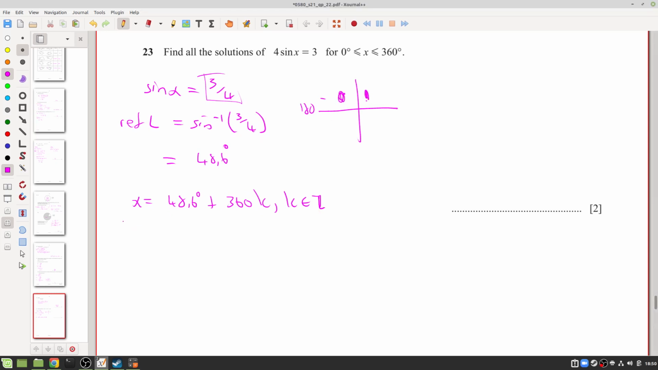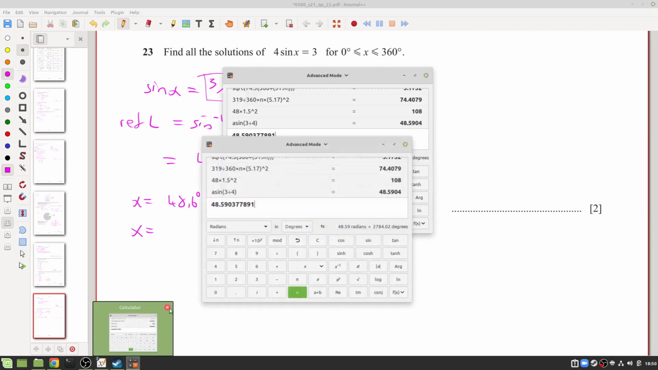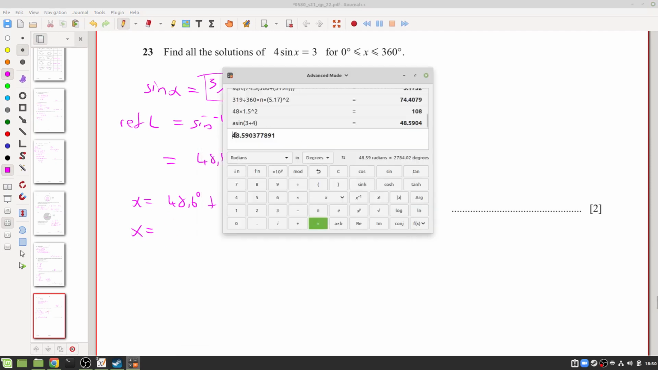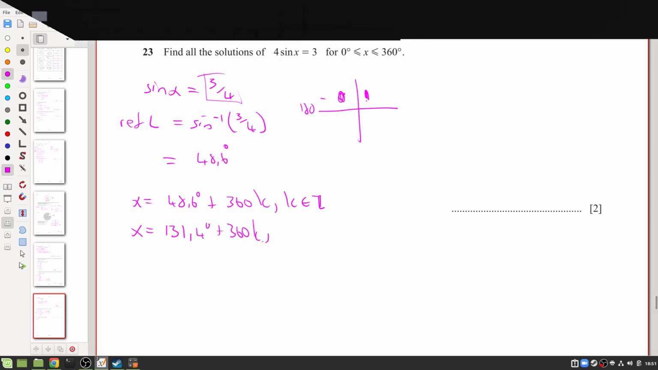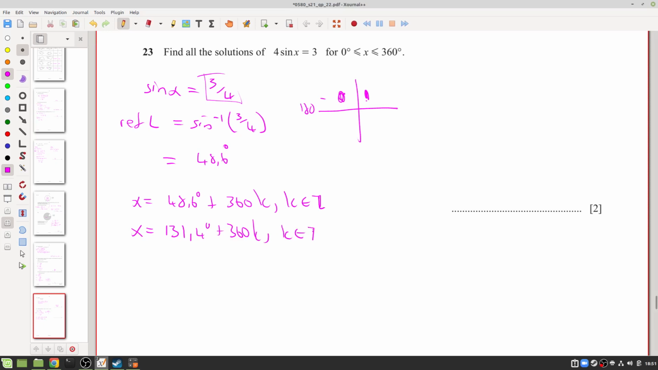Now for the second quadrant, x is 180 minus that. So what is 180 minus 48.6? That's 131.4. So 131.4 degrees plus 360k, where k is an integer.